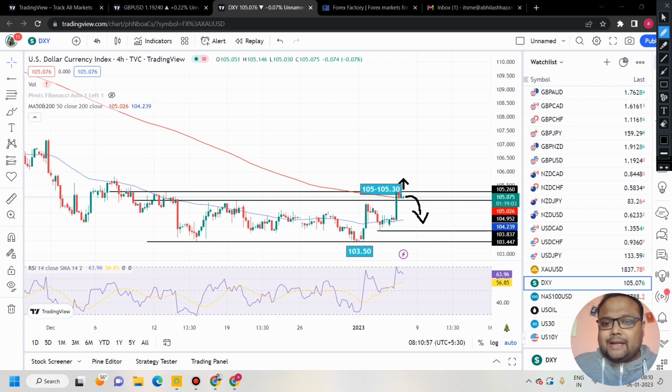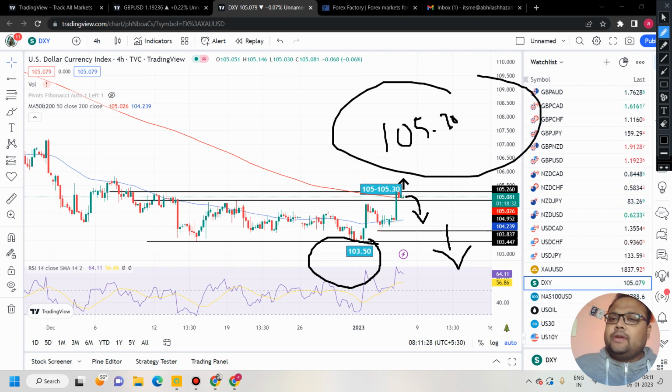If DXY is back in the range, then 103.50 will be the only good support for DXY. And we have some minor support around 103.80, but the good or reliable support is only 103.50, and in case DXY breaks 103.50, then there will be a disaster for DXY, because we do not have any proper support below this.